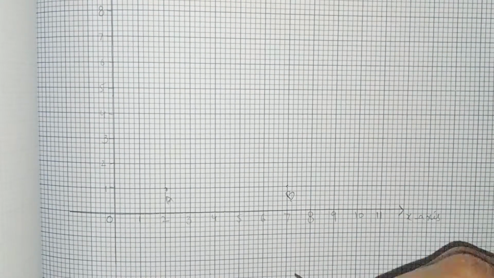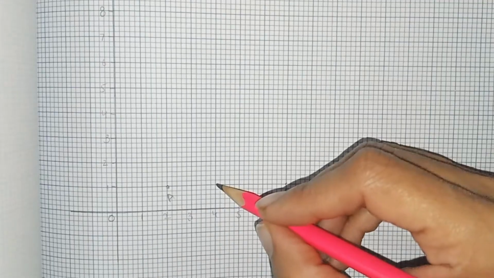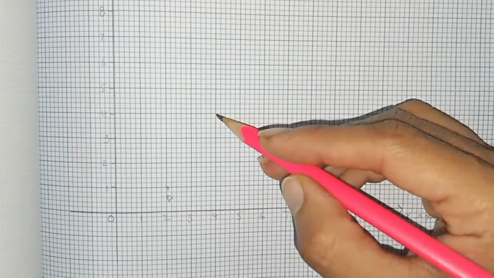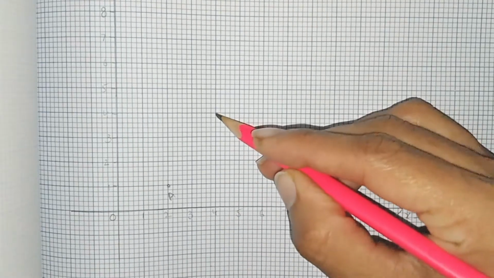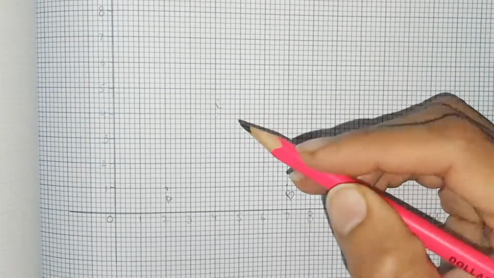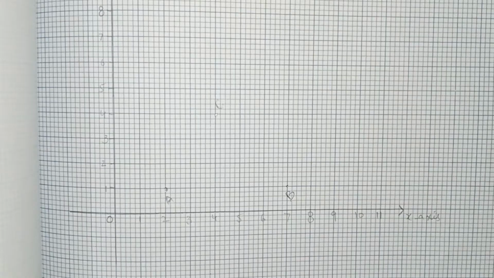And the point C is 4 and 4. This is the point 4, and this is the point 4. This is on the x-axis 4 and on the y-axis 4, and the point C is this point. Now we have to join these points to make the triangle.